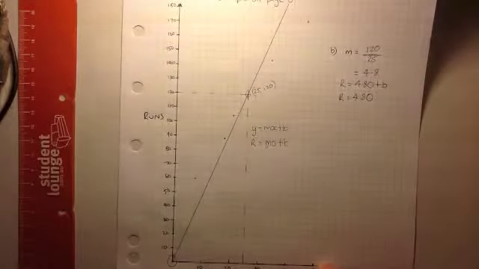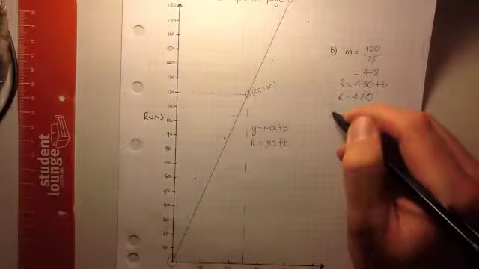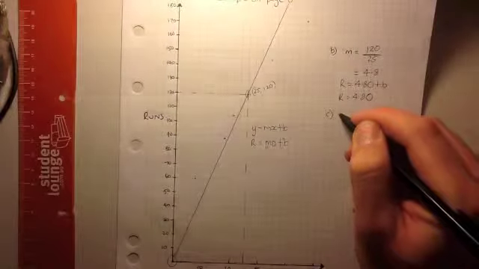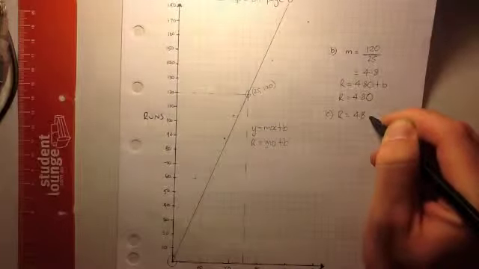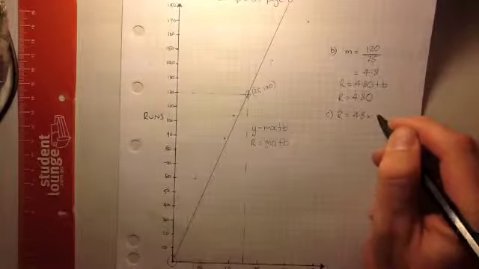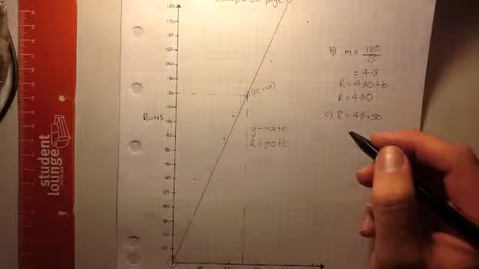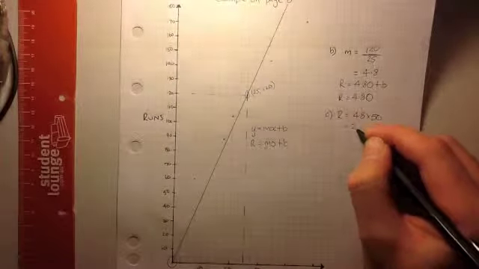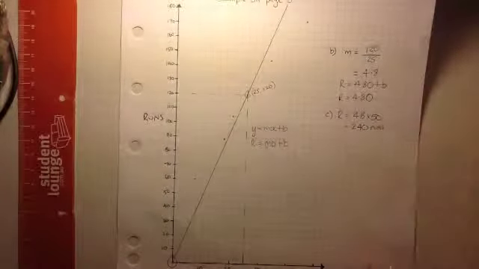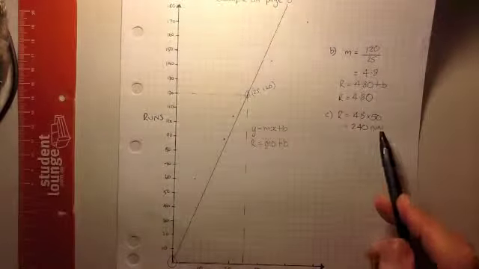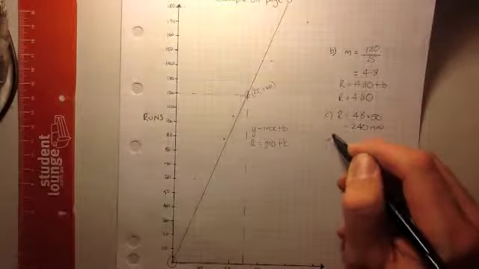Question C asks us to use our equation to estimate the score at 50 overs. So runs equals 4.8 times, and we want to know what the score is at the end of the 50th over. So we substitute 50 in there. 4.8 times 50 is 240 runs. So using our equation, we can estimate that they're going to be around 240 runs.